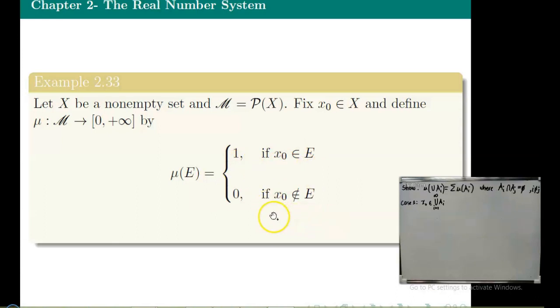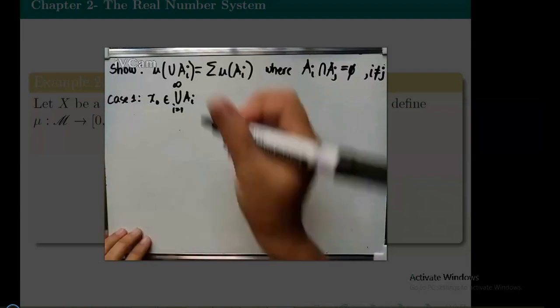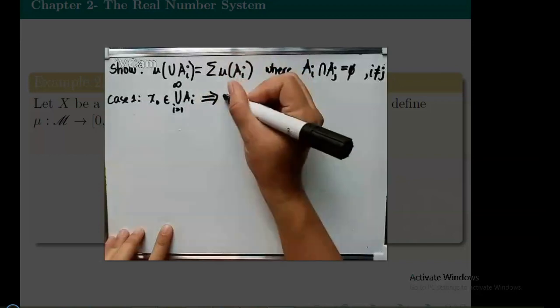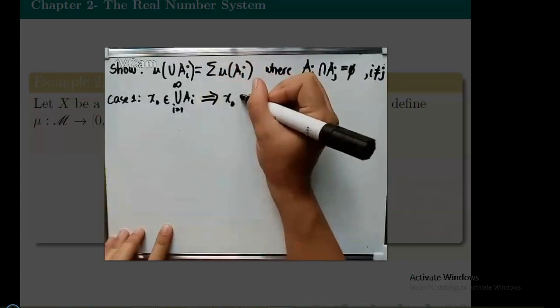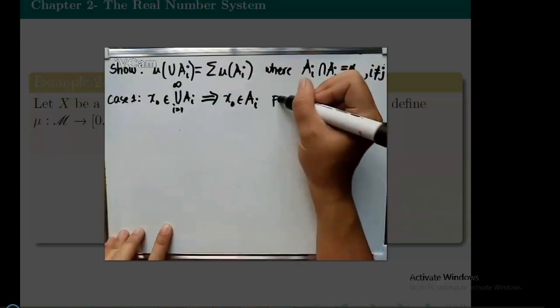When x sub 0 is not in the set, the mu of E is 0. So that's why we consider two cases here. So let's begin. First case, when x sub 0 is in the countable union, it means from the definition of union, x sub 0 is in A sub i, of course for some i.